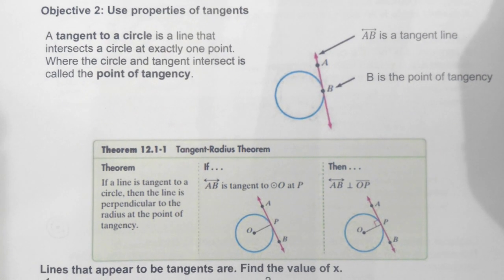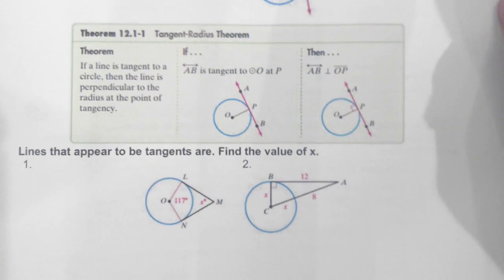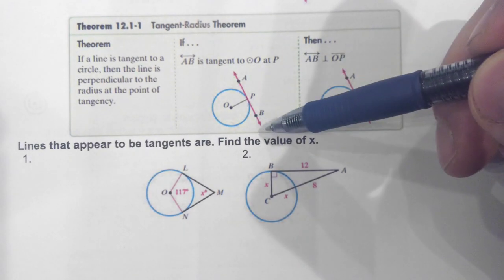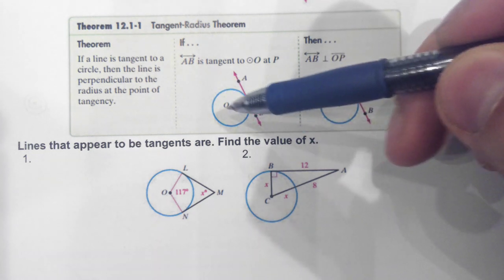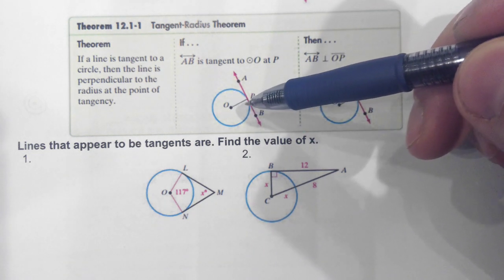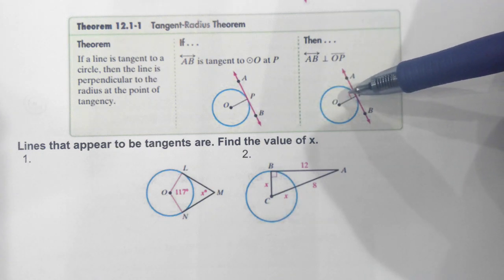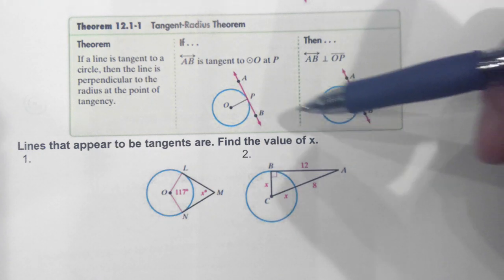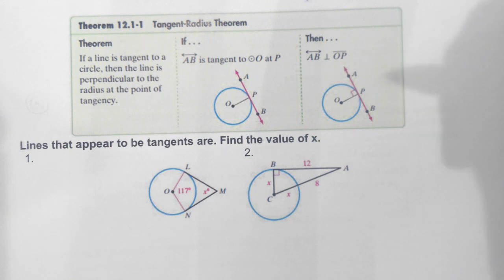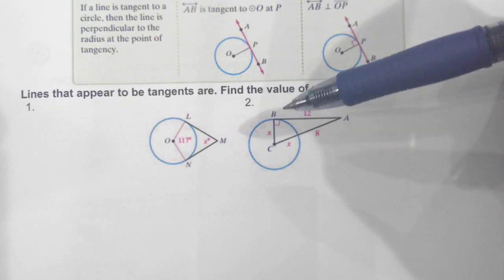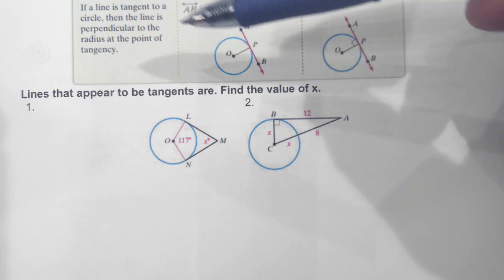Now there is an interesting correlation with tangents. If you have a tangent of a circle and you go from the radius to that point of tangency C, it will always be a right angle. So it's always going to be a right angle. That's kind of interesting. So we can use those properties to find some missing things.